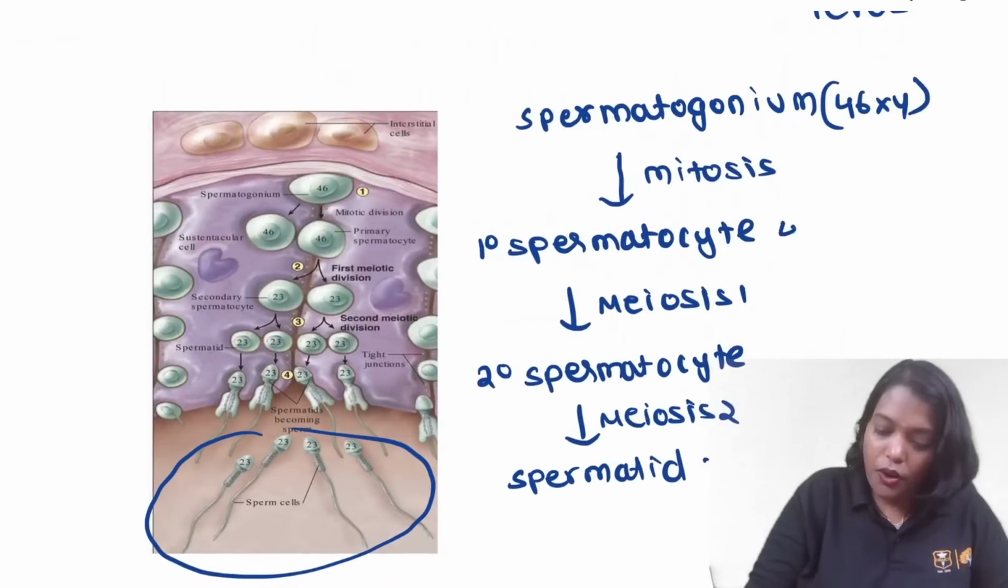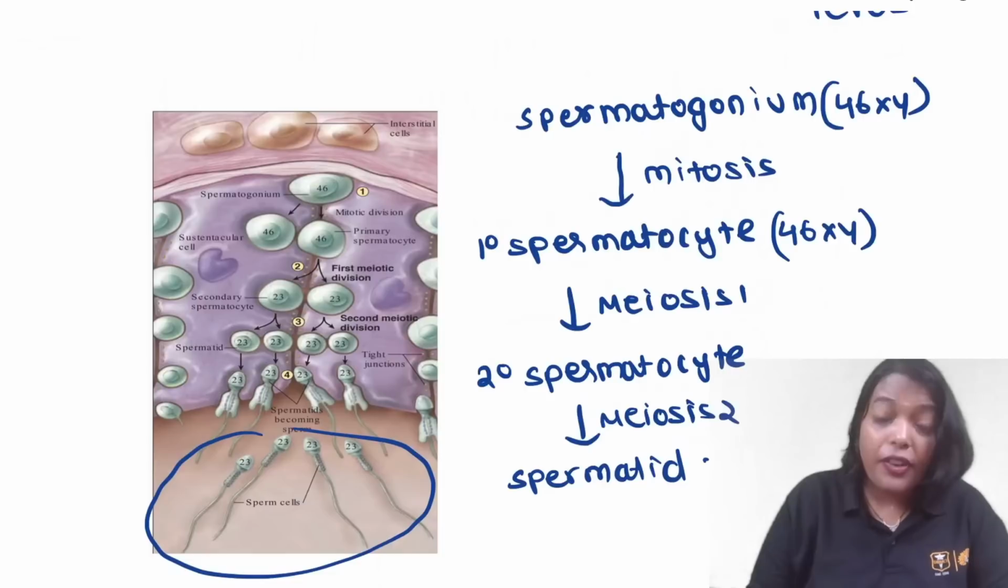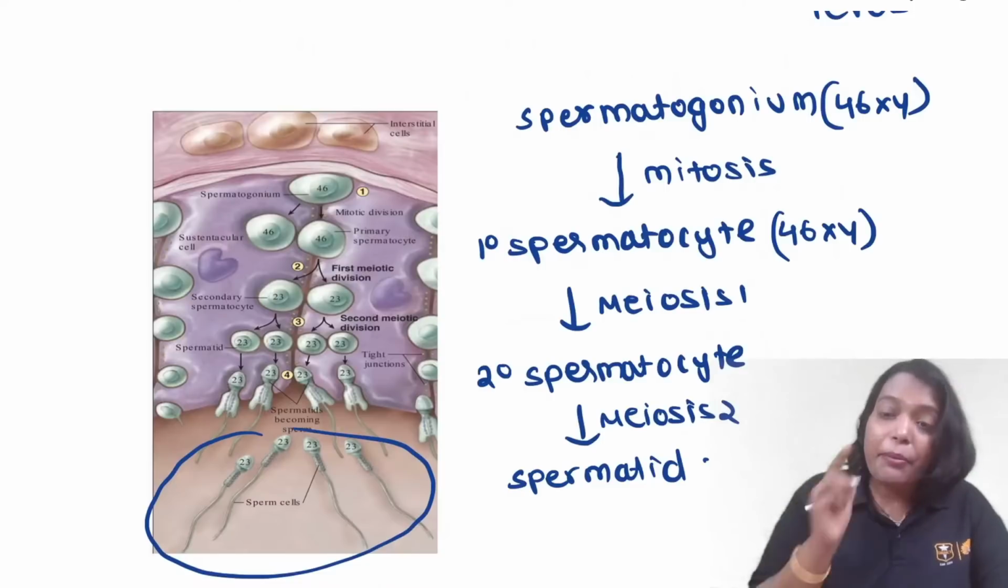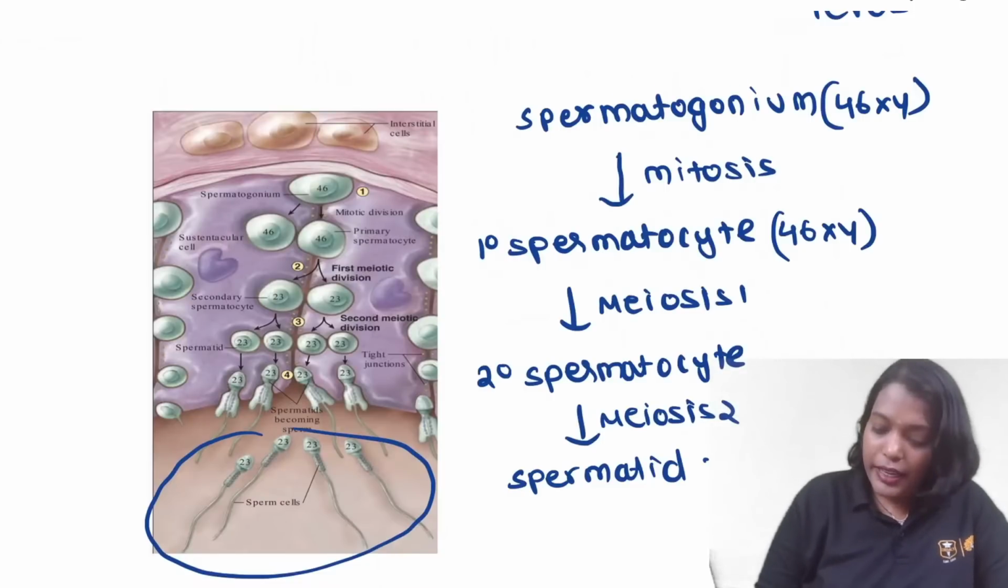So in mitosis the number of chromosomes will remain the same, but in meiosis 1 the number of chromosomes will become half. So primary spermatocyte to secondary spermatocyte, the number of chromosomes will become half, right? Excellent, Sonu. So meiosis 1, the number of chromosomes becomes half. Then the secondary spermatocyte will become either 23X or 23Y.